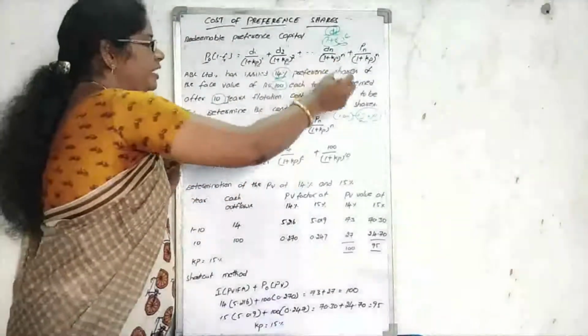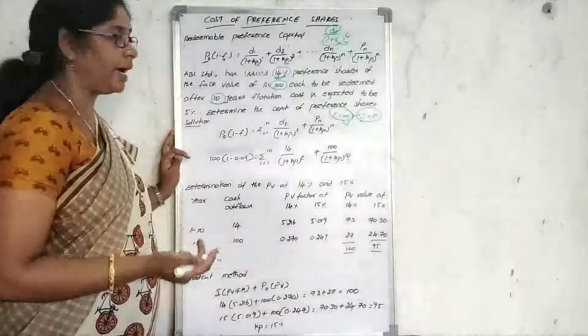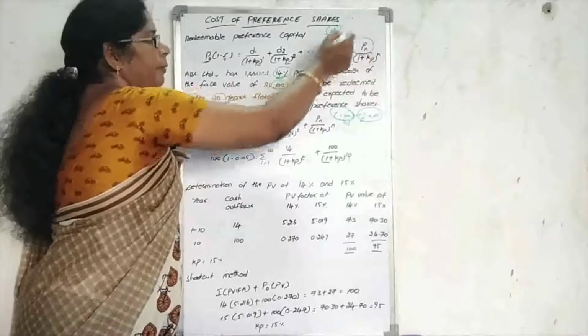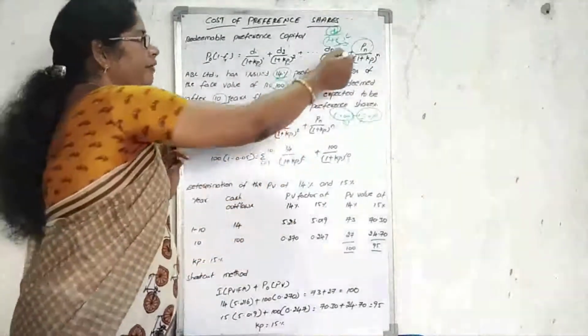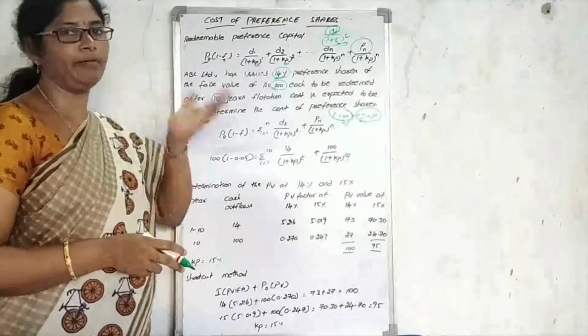After that, what will we receive? The 100 rupees, which is nothing but the face value, or the premium value, or whatever it may be. Pn divided by 1 plus KP whole power n. So we can easily understand and keep it in our mind.